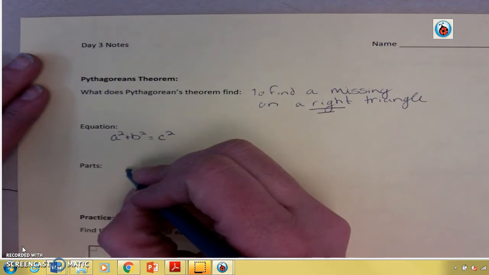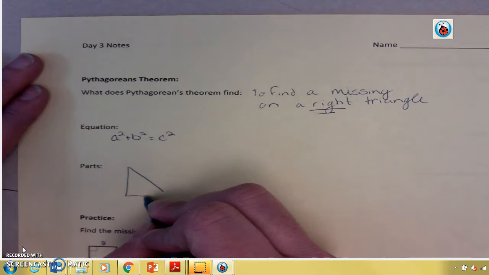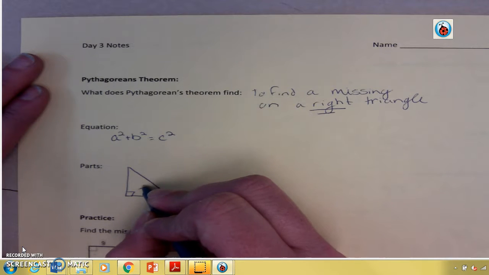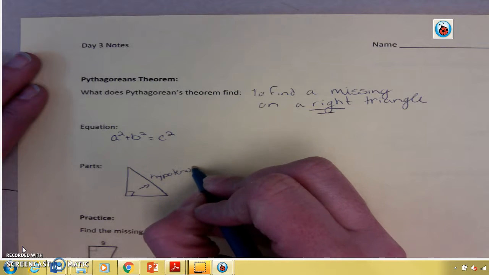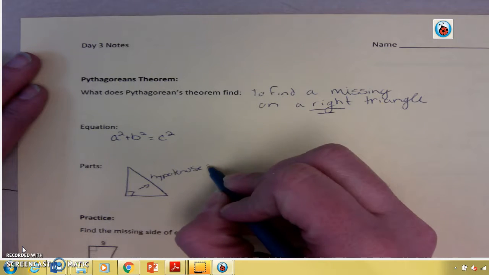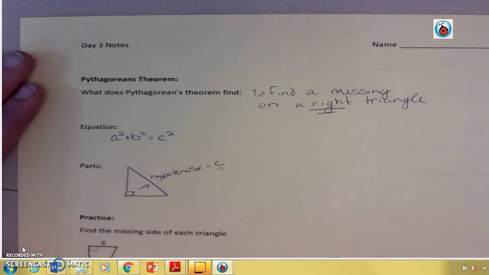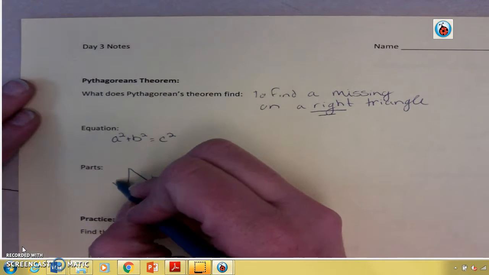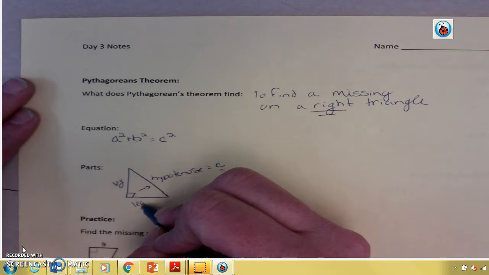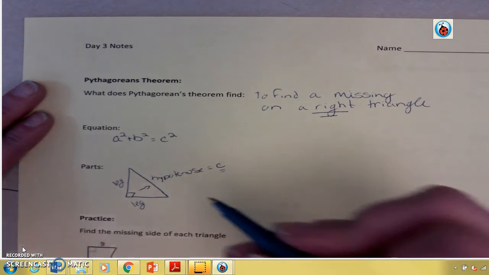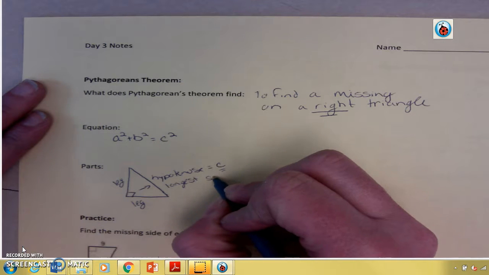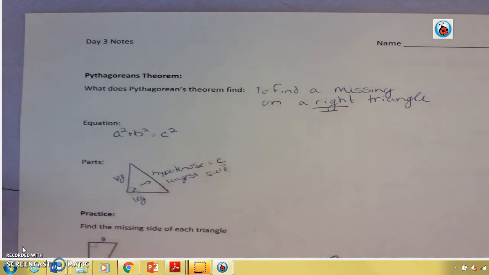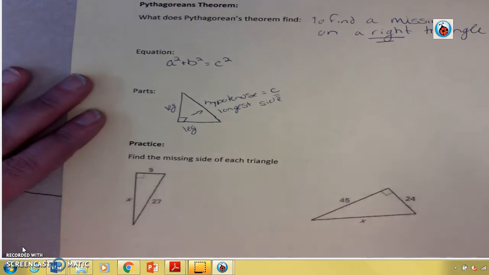And the parts of a right triangle that we need to know is the side across from the right angle is known as the hypotenuse. And this is super important because it is always c in the equation. That's the only one that matters. These two sides are known as the legs, and it can be A or B. It doesn't matter which one is which. But the hypotenuse is always C, and the hypotenuse is always the longest side as well. So if I just gave you three sides, we can quickly identify which side is the hypotenuse because it's the longest.